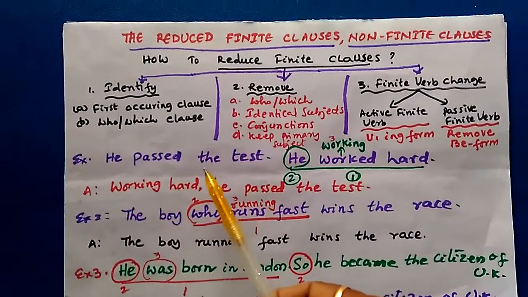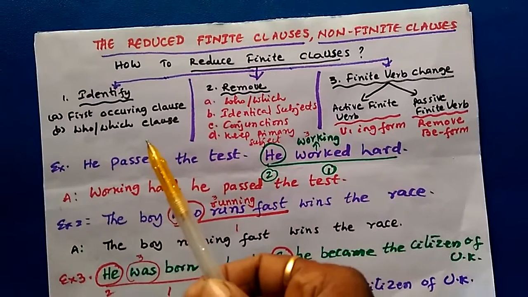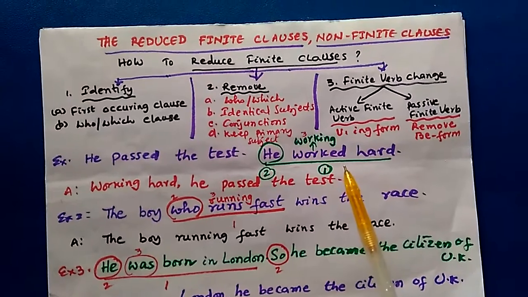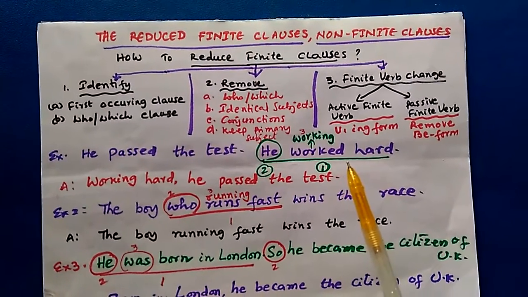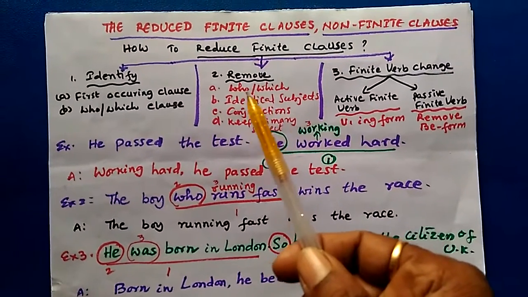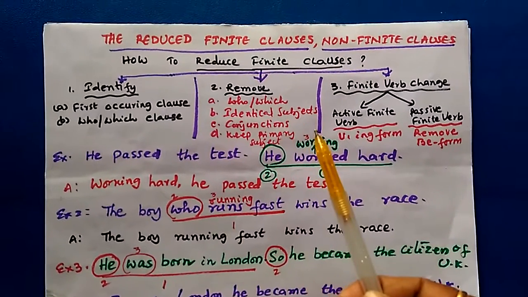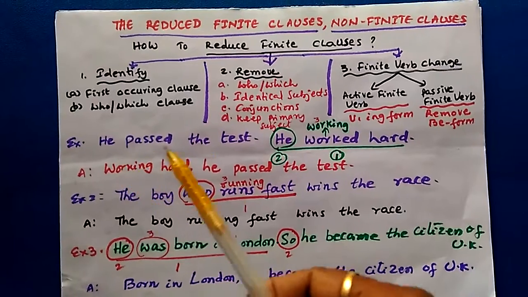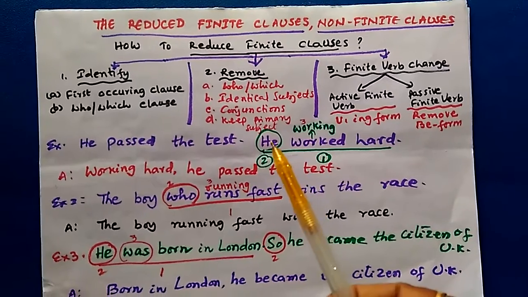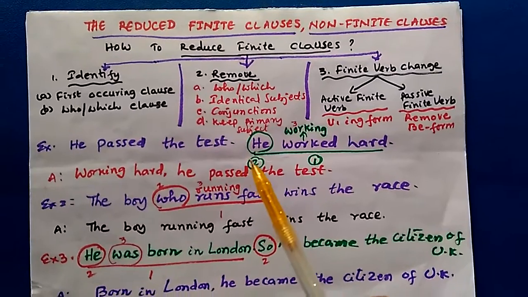Example number 1. He passed the test. He worked hard. Here, first we have to identify the first occurring clause. Between these two sentences, this is the first occurring clause, the first happening clause. So here we have to make necessary changes. What is the first one? Who or which are not here. That means the relative pronouns are not here. Identical subjects are there. He and he are the identical subjects. So one of the identical subjects, he, is to be removed. This is rule number 2. And conjunctions are not there for removal.